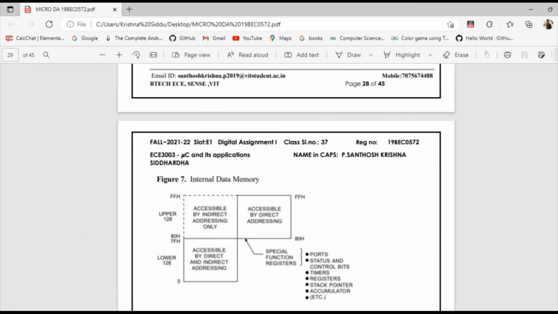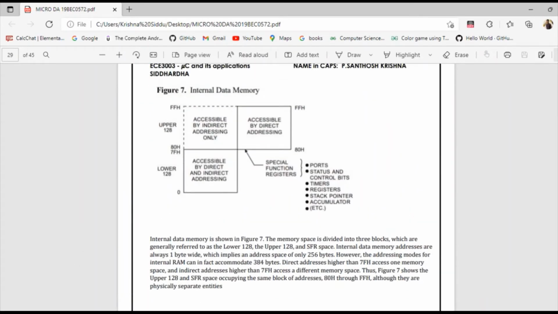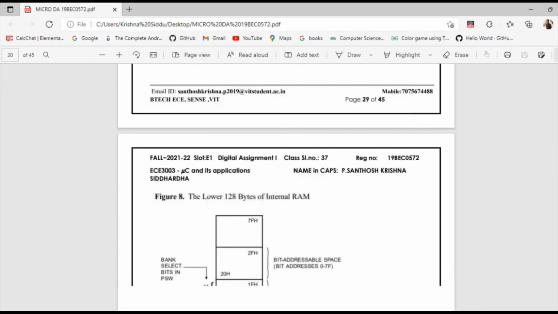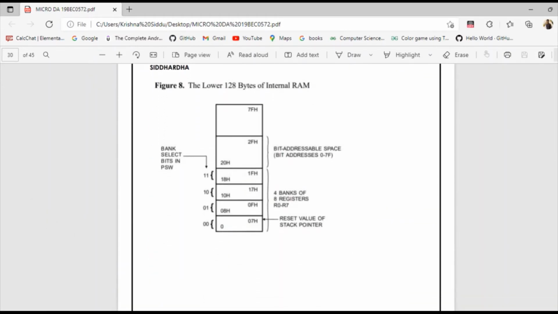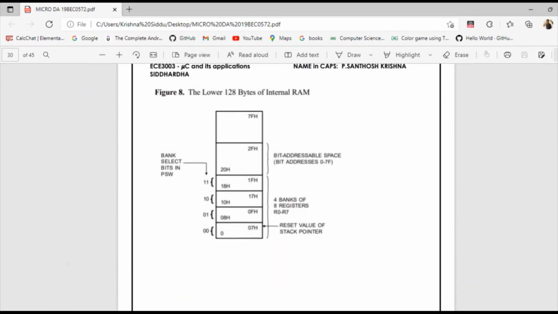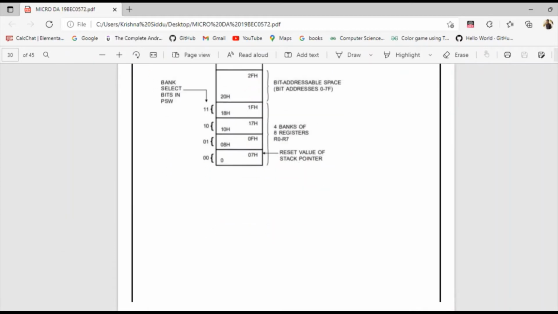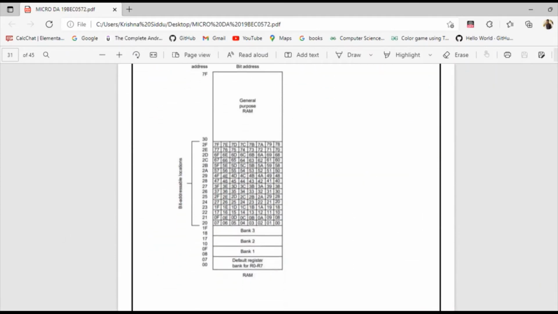This is the internal data memory. Some are accessible by indirect addressing only, some by direct addressing only, and some by both direct and indirect. You can see clearly. This is the lower 128 bytes of internal RAM. You can see clearly, this is internal RAM.